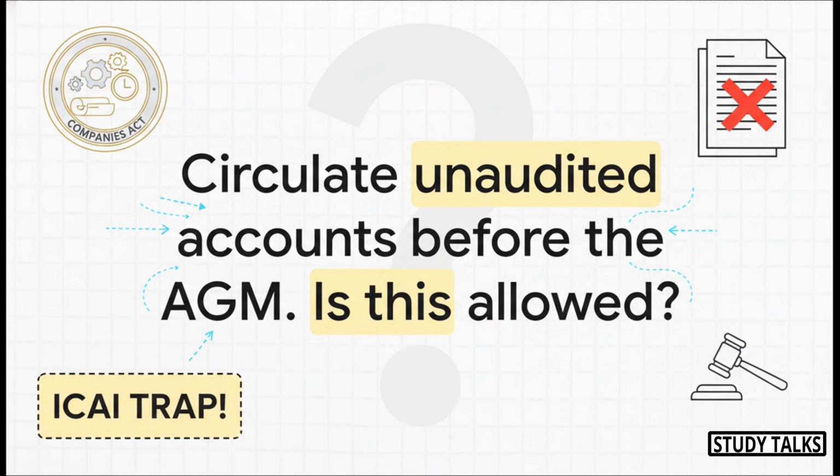Okay, let's kick things off with a scenario that smells like an ICAI exam question from a mile away. Picture this. A company's board wants to be super proactive. They decide to send out the annual accounts to shareholders before the AGM. Nice, right? But here's the catch. The audit isn't done yet, so they're circulating the unaudited accounts. So what's the verdict? Is this just a friendly heads up, or is it a massive, massive blunder? You guessed it. This is a classic ICAI trap, and we are going to take it apart right now.